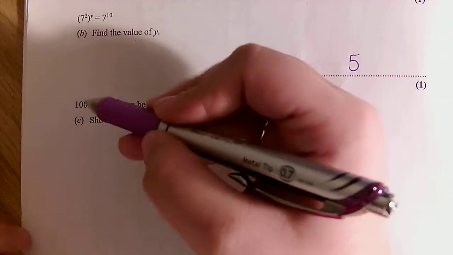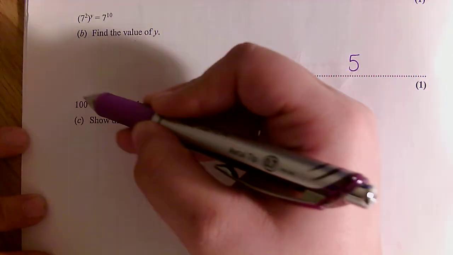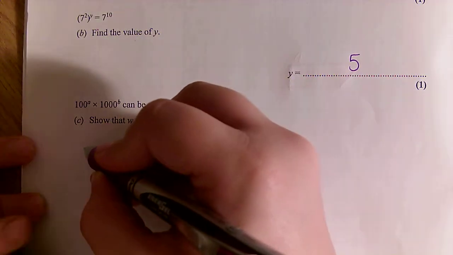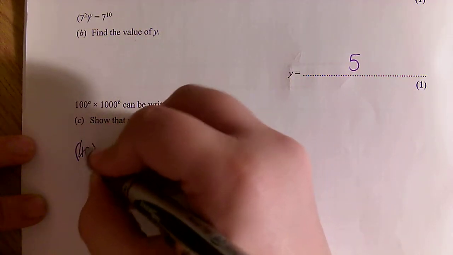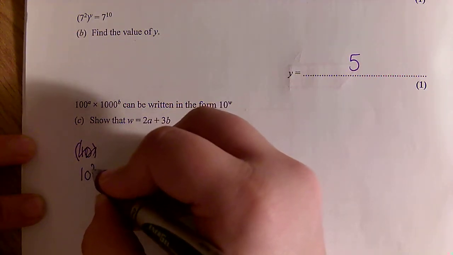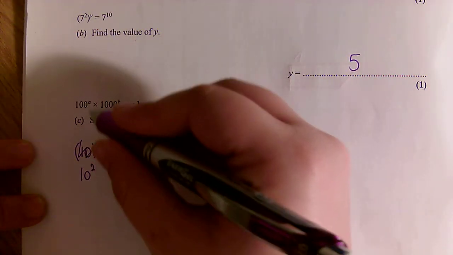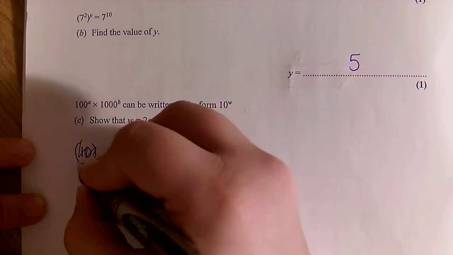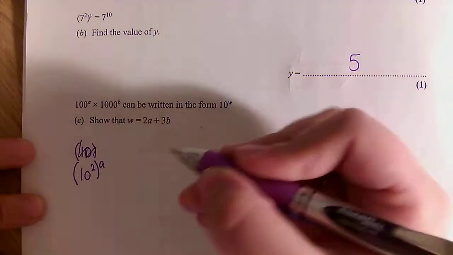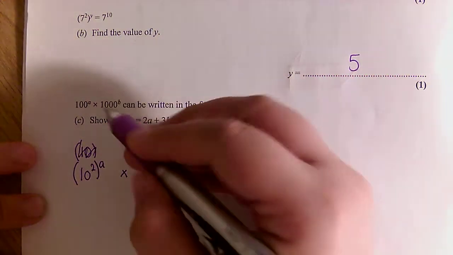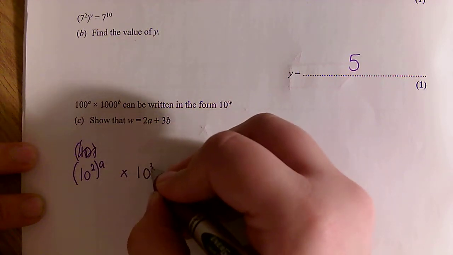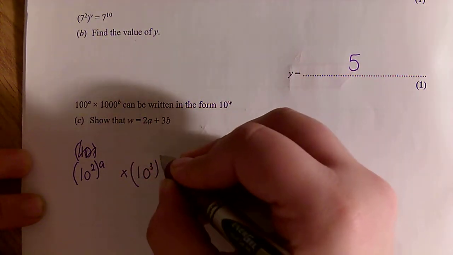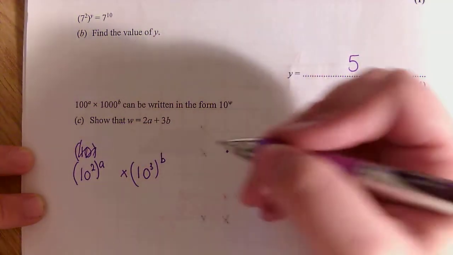Now, anyway, I can write 100 as the number 10 to the power of 2. Okay? And that is all still to the power of a. And we're timesing that by 1,000, which we can write as 10 to the power of 3. And that is still to the power of b.